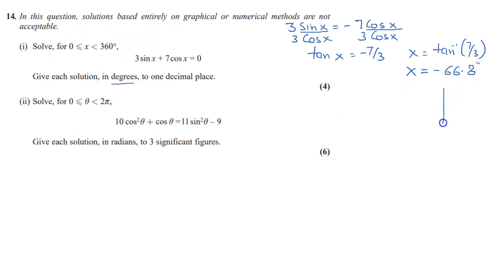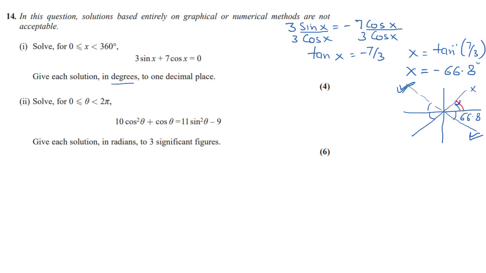Now we have the solution. So say this is 66.8. Now tan is negative, this is the value where tan is negative. So in the ASTC diagram, all positive, no, tan positive. So we have the values here, this one and this one, from 0 to 360.